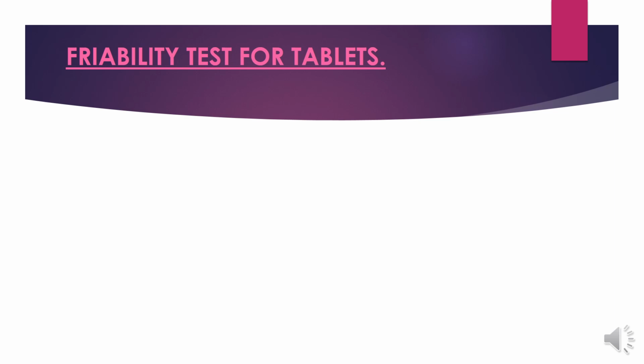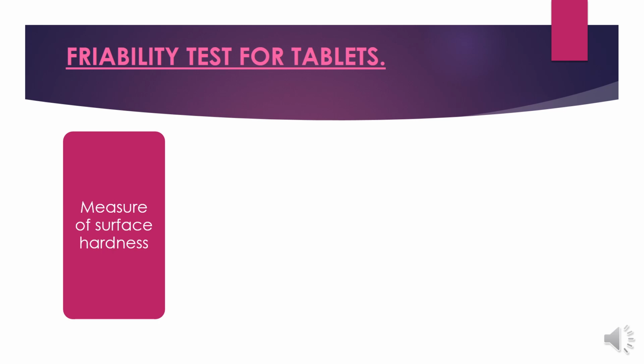Friability test for tablets. Basically, friability is a measure of surface hardness. It means how much bonding capability of material there is in the tablets, so that it may not allow the shedding of particles from the surface of the tablets, and it may try to maintain the smooth surface during certain processes. So it is also termed as surface hardness test, or we can say a measure of surface hardness.